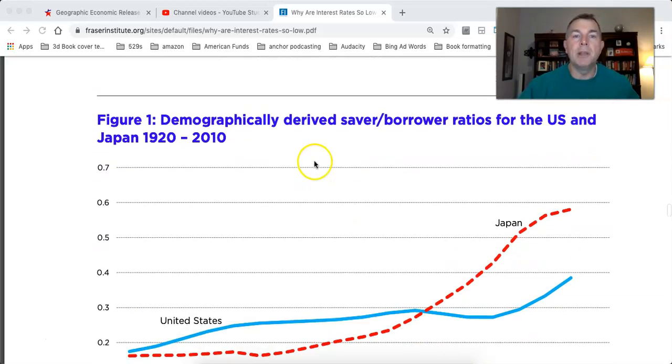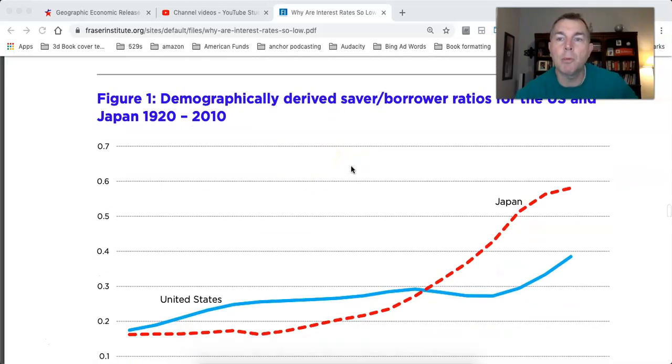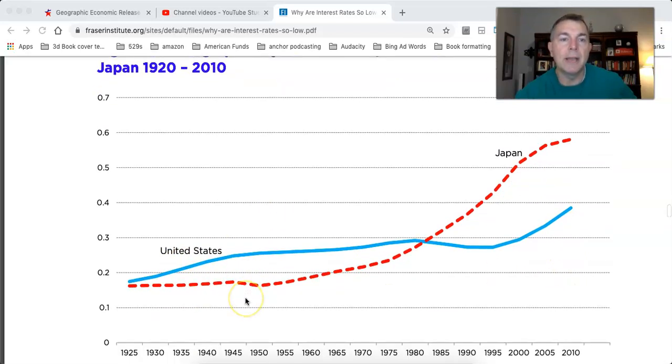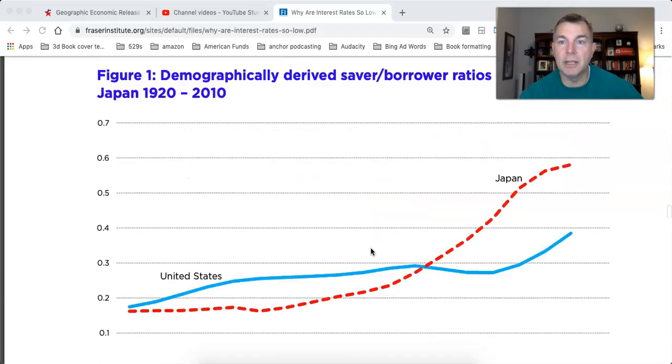Look at this. Demographically derived saver to borrower ratios for the U.S. and Japan from 1920 to 2010. Look at that. From 1975 to now, it's just taken off. It's crazy. So you can see here the baby boom. It's basically stopping right here. And it's not even 1 to 1. Sorry, let's keep reading. Look at that. It's just taking off, man.